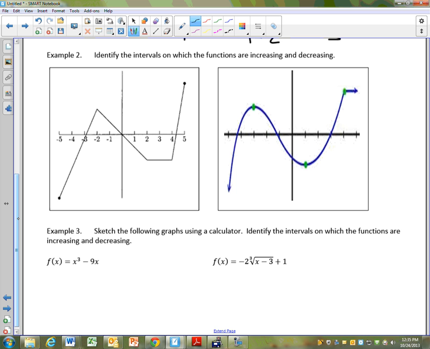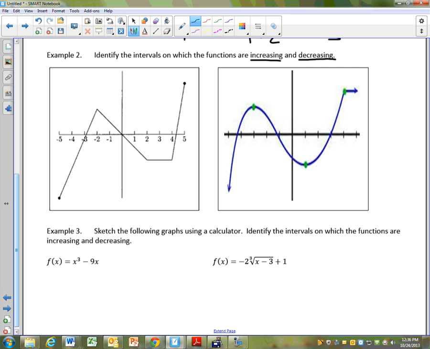Average rate of change. You okay? Awesome. This is even easier than average rate of change. Identify the intervals on which the functions are increasing and decreasing. Increasing means the slope is positive. Decreasing means the slope is negative.